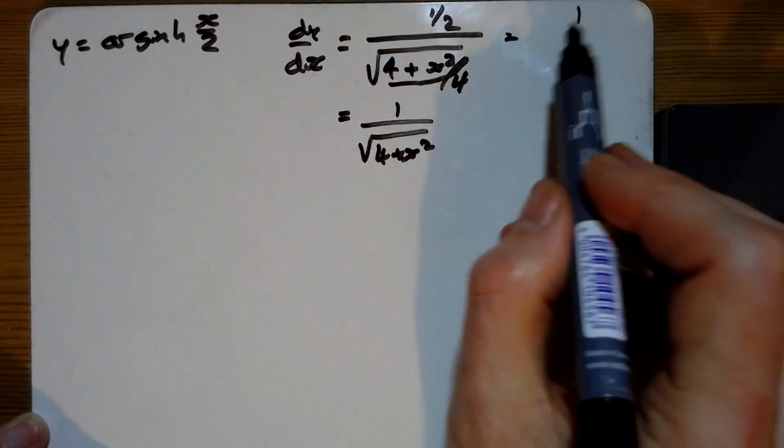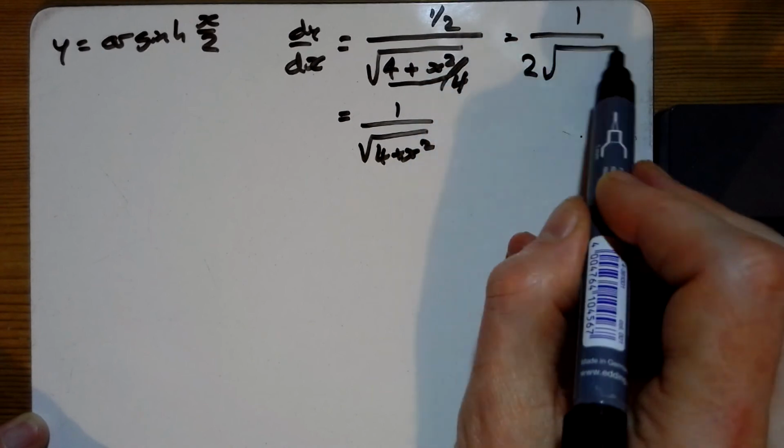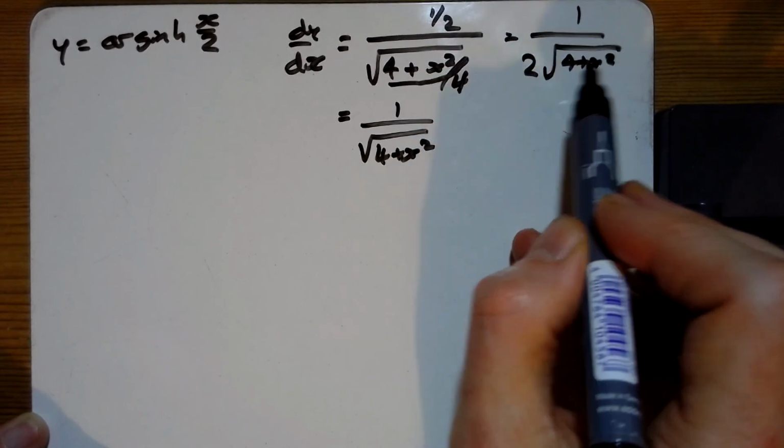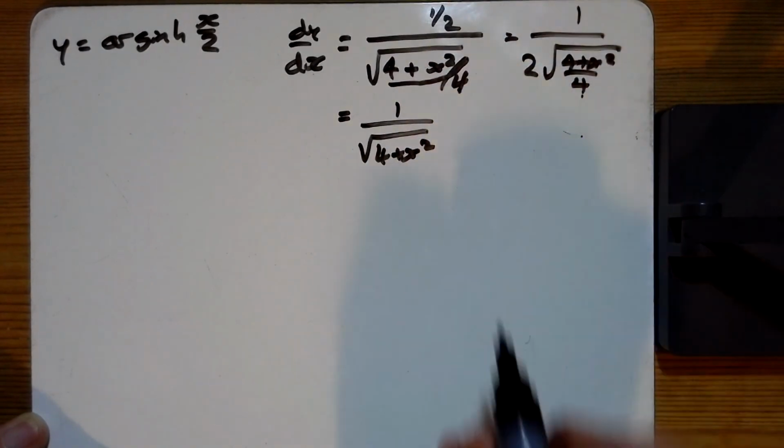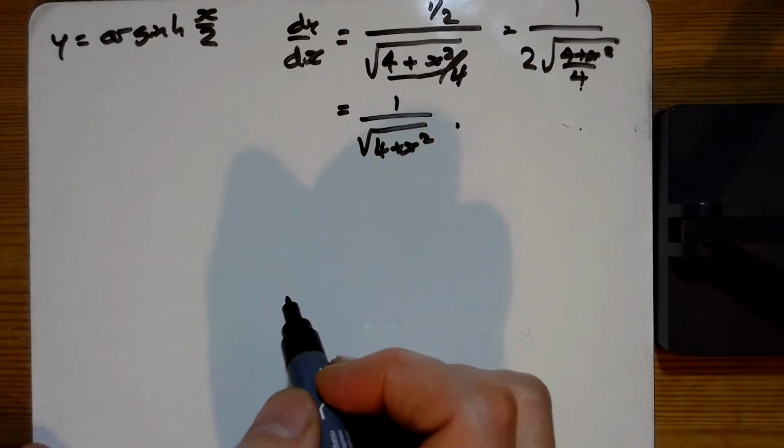Look, sorry if I did that too quick. Just bring the 2 down and bring the root 4 out as well. So I've got that bit there.